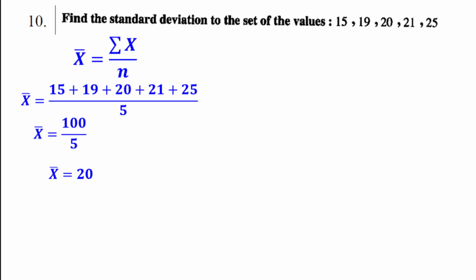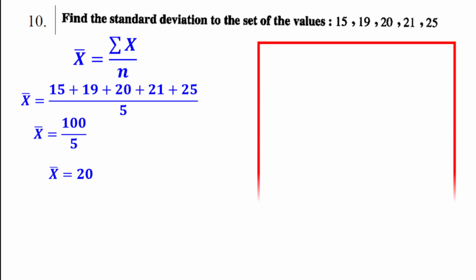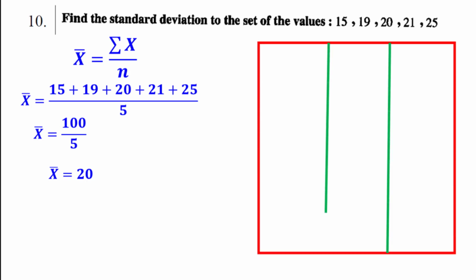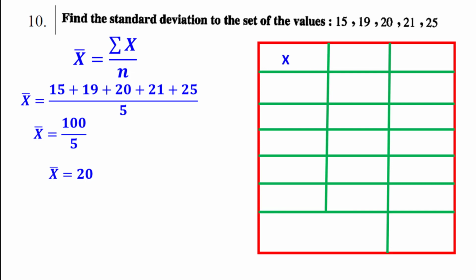To find the standard deviation, guys, we have here to draw a table we studied before. The first box is x, the second is x minus x bar, the third one is x minus x bar all squared. Write the values of x: 15, 19, 20, 21 and 25.